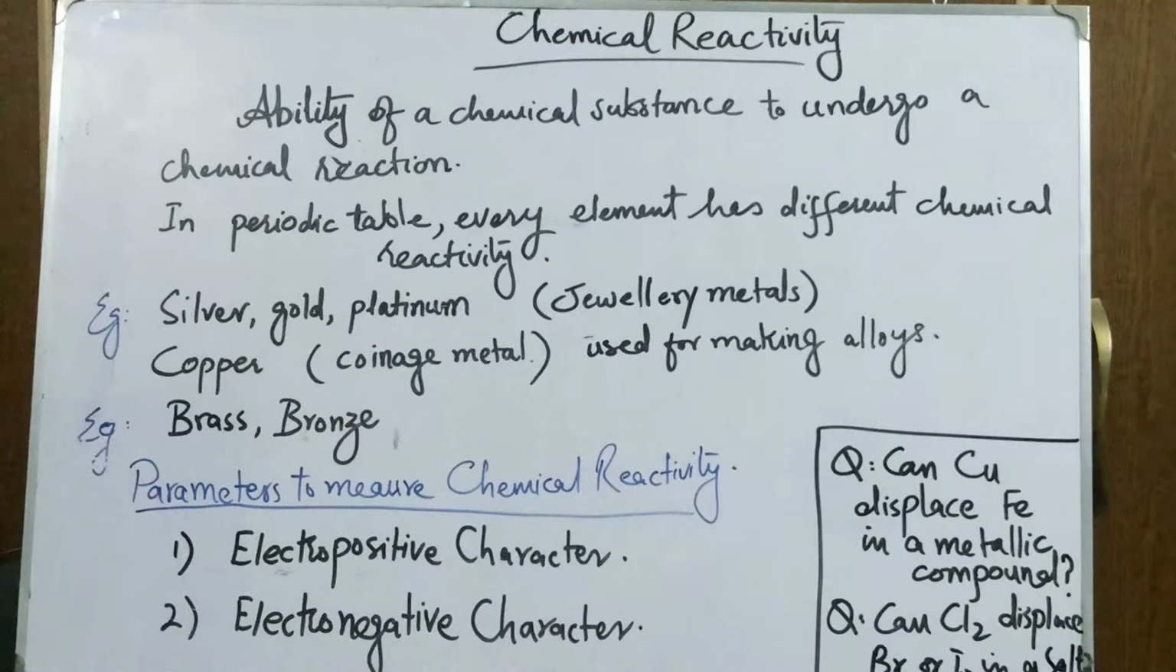Now comes the electronegative character. Electronegative character means the ability of an atom to attract a shared pair of electrons towards itself. It is also called electronegativity. Electronegativity values decrease from top to bottom in the periodic table and increase from left to right in the period. The metals have more electropositive character, whereas the non-metals have more electronegative character.